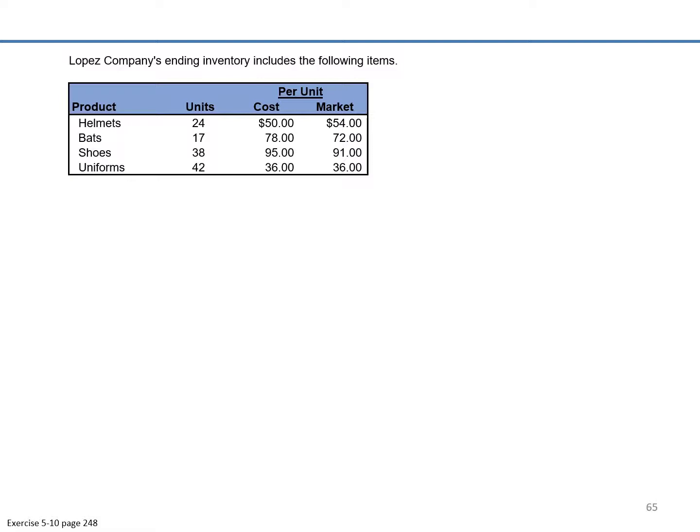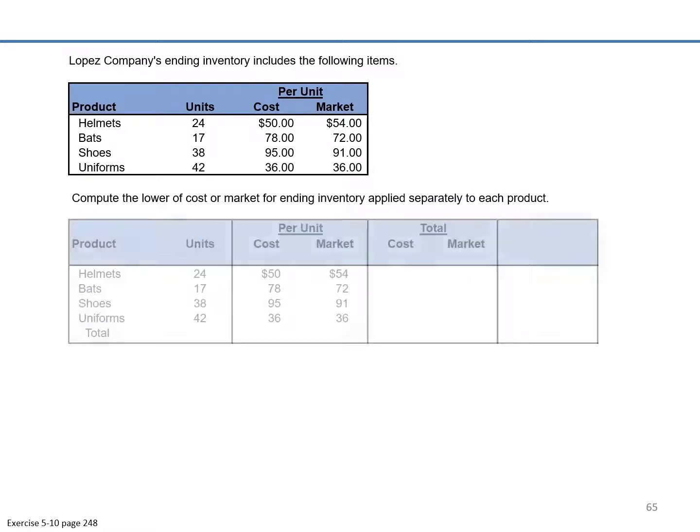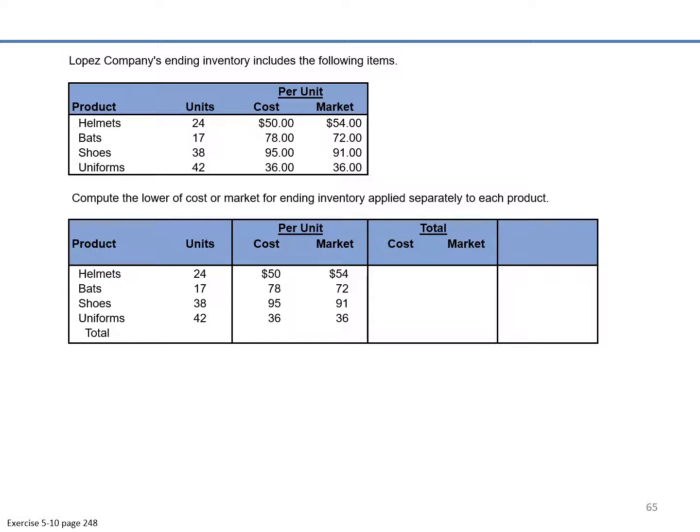So exercise 510. All right, so one of the other major topics of chapter 5 is this idea of lower of cost or market. So accounting rules would say that you have to report your inventory on your balance sheet at the lower of cost or market, right? So in this problem, they want us to compute for each individual inventory item, helmets, bats, shoes, and uniforms, the lower of cost or market. So they give us the units, they give us the cost per. We're supposed to compute the total and then pick which one we value or we report, or rather which cost we use to report our inventory on our balance sheet.